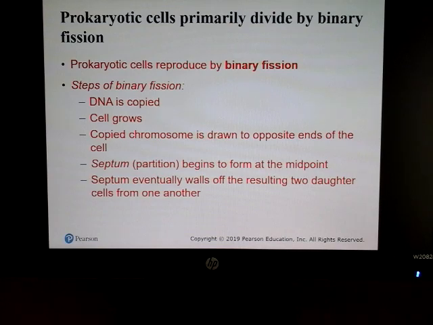When you hit A&P and maybe in some other courses, you'll know that our cells, because we're eukaryotes, undergo mitosis and meiosis. Meiosis is for gamete production, but our regular cells will divide by mitosis. Prokaryotes divide by binary fission, so please know the steps of binary fission. In the first step, the DNA is copied. Then the cell is going to grow.